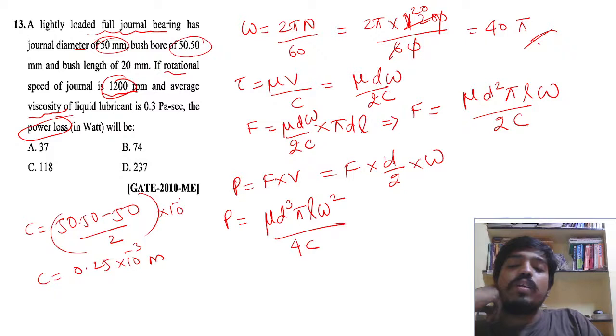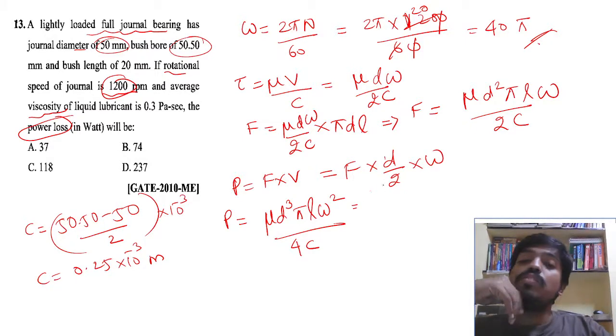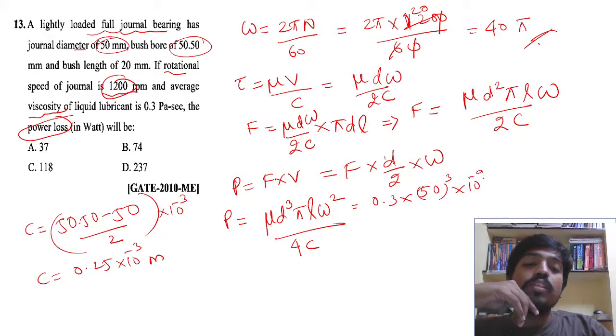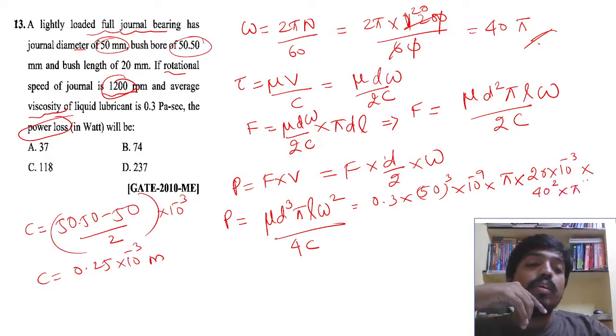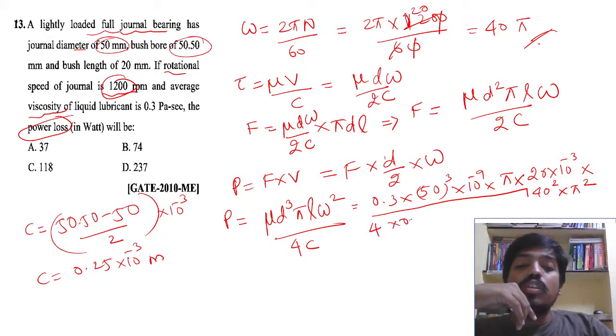C is equal to 0.25 into 10 to the power of minus 3 meter. What is the viscosity? 0.3 into what is the diameter? 50 the whole cube into 10 to the power of minus 9 into pi into what is the length? Length is 20 into 10 to the power of minus 3 into 40 square into pi square divided by 4 into 0.25 into 10 to the power of minus 3.